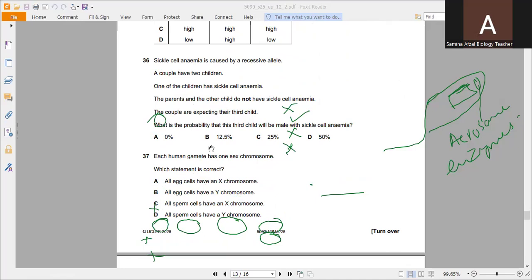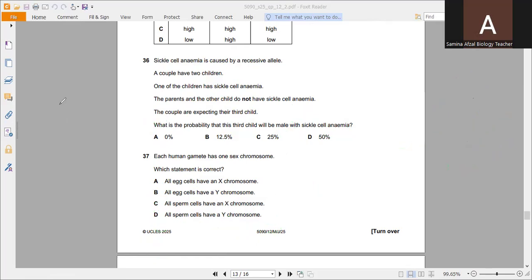Now question number 36. Sickle cell anemia is caused by a recessive allele. A couple have two children. One of the children has sickle cell anemia. The parents and the other child do not have sickle cell anemia. The couple are expecting their third child. What is the probability that this third child will be male with sickle cell anemia?